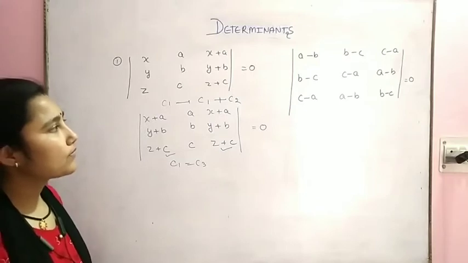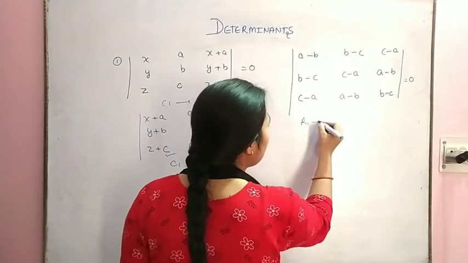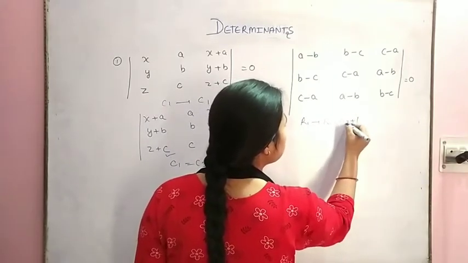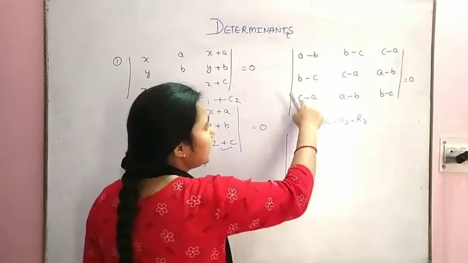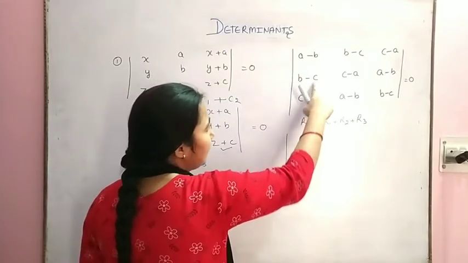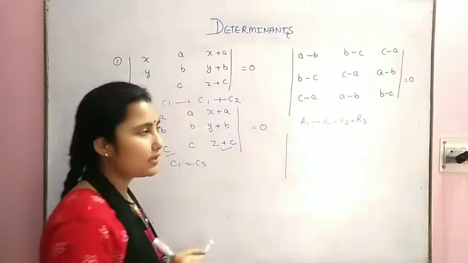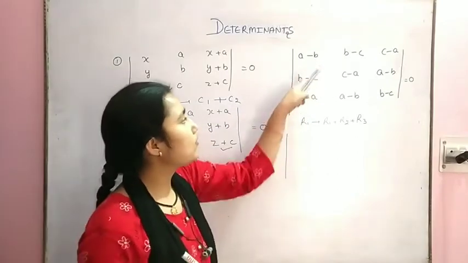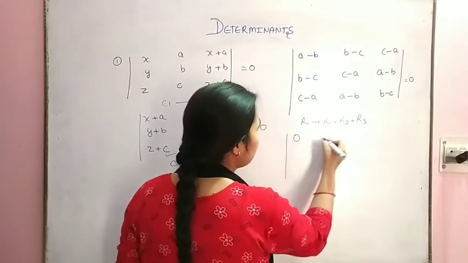So firstly, apply R1 tends to R1 plus R2 plus R3. What do we get? If we add these three elements, A minus B, positive B minus C and positive C minus A, then minus A and positive A will be cancelled out. Similarly, minus C and positive C will be cancelled out, and minus B and positive B will be cancelled out. So the remaining element is 0.